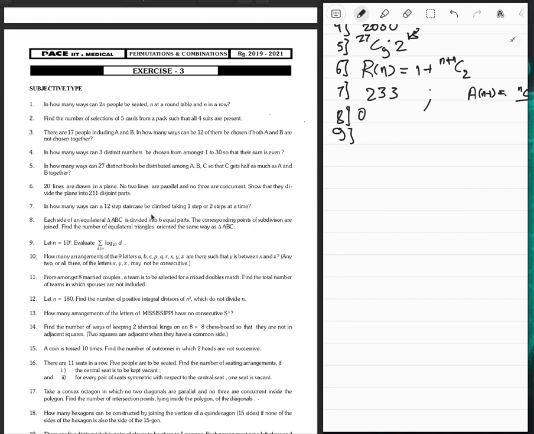Let n be equal to 10 to the power 6. Evaluate the summation over d dividing n of log base 10 of d. So it's like log base 10 of the product of d dividing n. Okay, so the product of all divisors of n, you're saying, right? Sure. So it's 10 to the power, okay, it's a perfect square, huh?